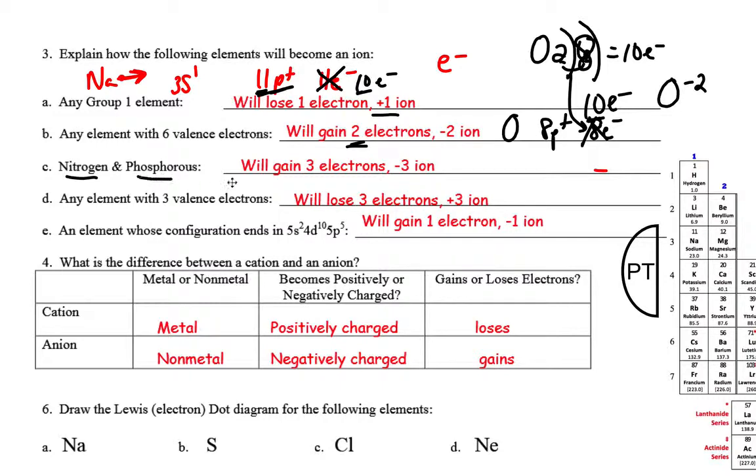Now, nitrogen and phosphorus. These guys are in group 5. So they have 5 of their own. So let's talk about nitrogen. Here's nitrogen's situation. Nitrogen wants to gain 3 more. 1 right there, right there, right there. So nitrogen's going to gain 3. So will phosphorus.